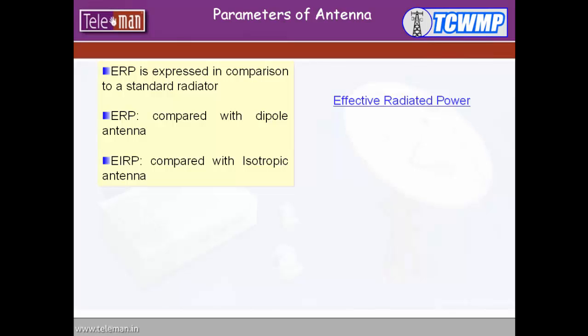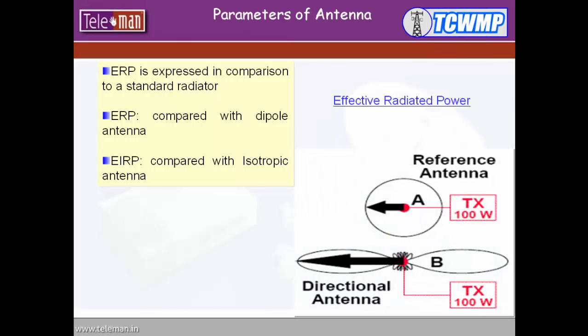So ERP is expressed in comparison to a standard radiator. ERP is always compared with the dipole antenna, whereas EIRP is compared with the isotropic antenna. So let's say we talk about a comparison. Whenever we say we received X percentage, Y percentage, 70 percentage, 75 percentage, what do we mean? We are referring the percentage to 100. 100 is my reference value, reference point.